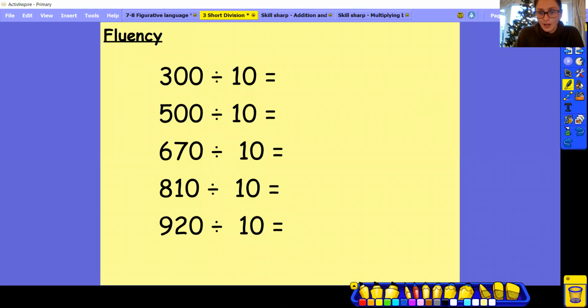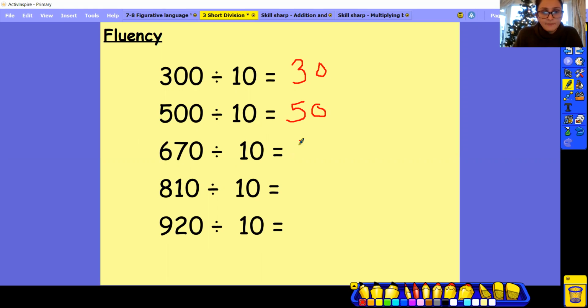So let's start off with a bit of fluency today. We've got 300 divided by 10. Remember, when we divide by 10, it gets 10 times smaller. So 300 divided by 10 is going to be 30. If you'd like to have a quick pause and have a go at the rest of these, you can do, okay? So 500 divided by 10 is going to be 50.